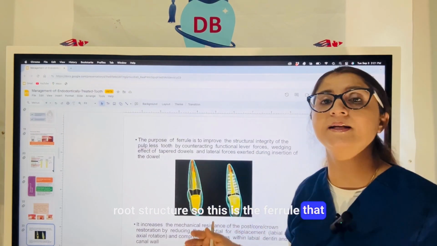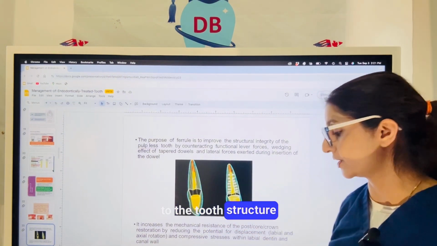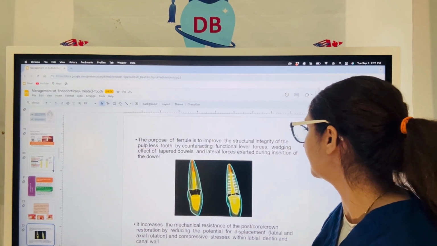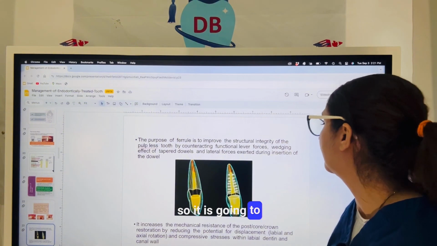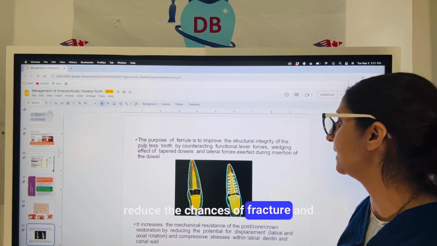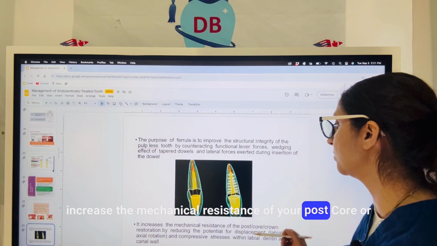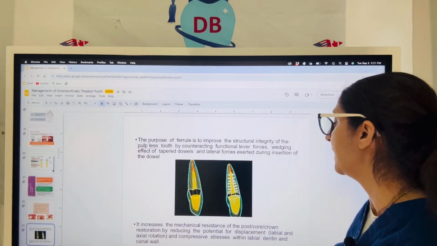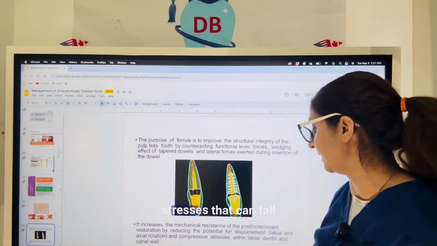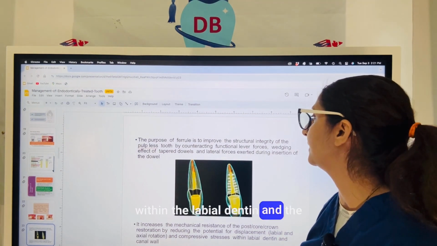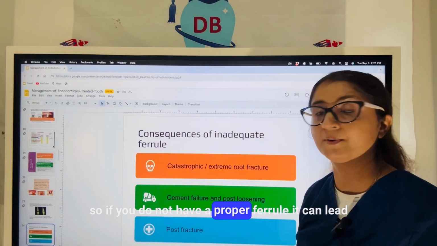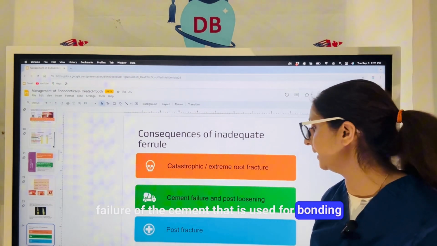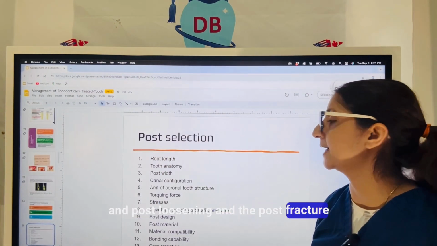So, this is the ferrule that actually gives the resistance form to the tooth structure and decreases the chances of fracture of the root. It is going to reduce the chances of fracture and increase the mechanical resistance of your post, core or crown by reducing the potential for displacement and rotation, and also reduces the compressive stresses that can fall within the labial dentin and the canal wall. So, if you don't have a proper ferrule, it can lead to root fracture, failure of the cement that's used for bonding, and post loosening and the post fracture itself.